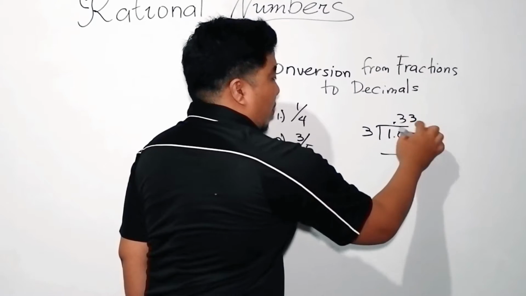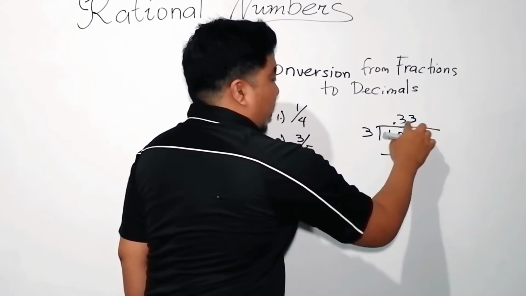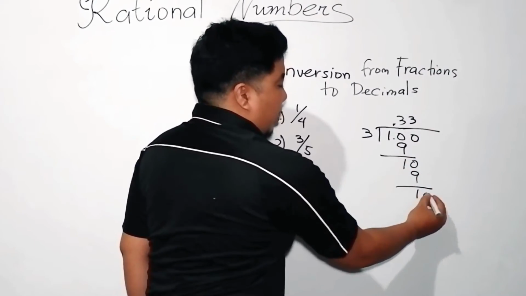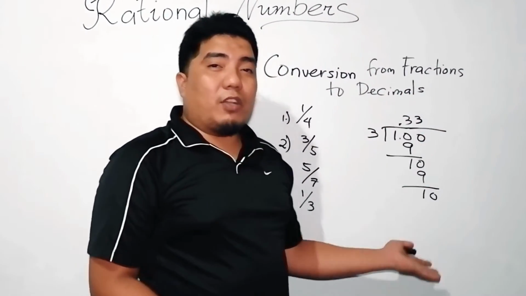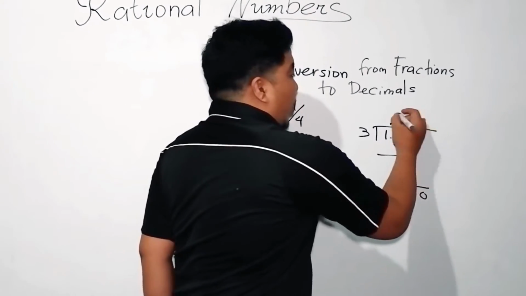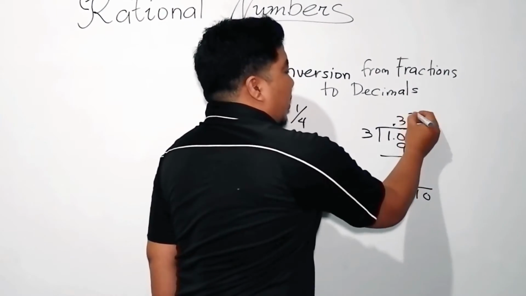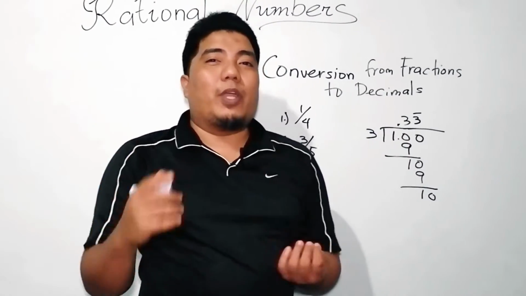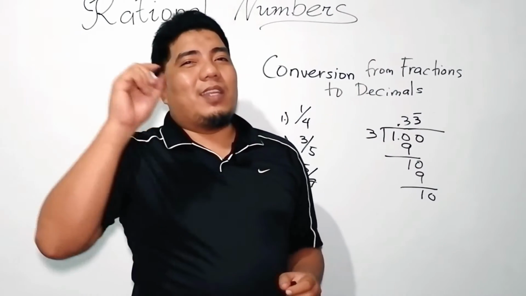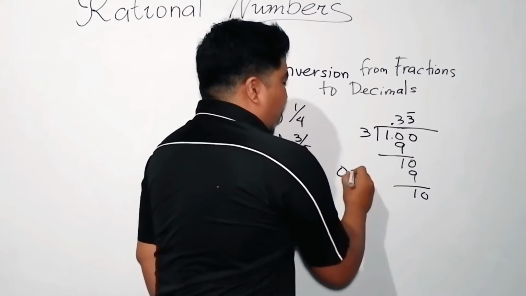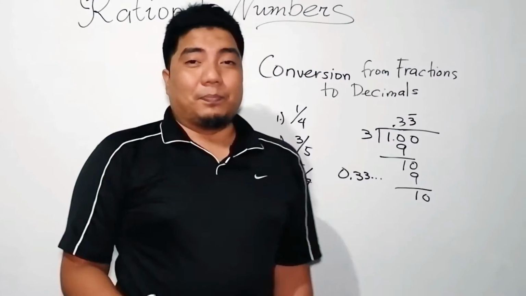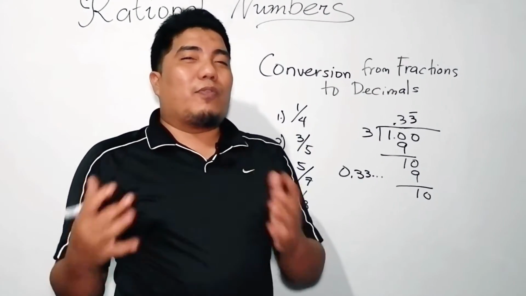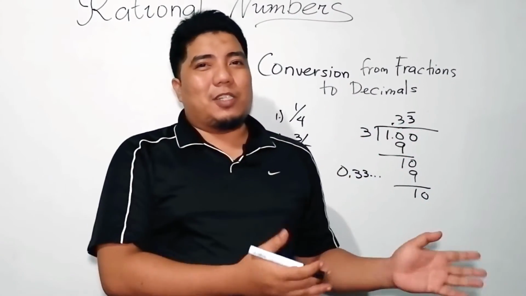So, if you continue this scenario, 3 times 3, that is again 9. And then we have 1, bring down again 0. So, this will never stop. This kind of scenario will never stop. So, therefore, you can just put 0.33 or 0.3 with a vinculum for your answer. Or 0.3333. Or you could just write 0.333. Okay? Sounds easy, right? Okay, now, let us go to conversion of decimals to fractions.